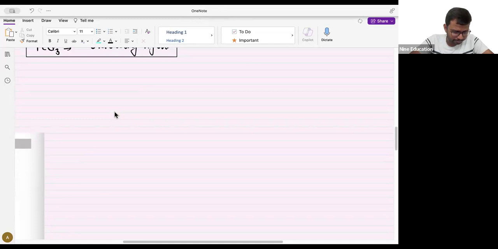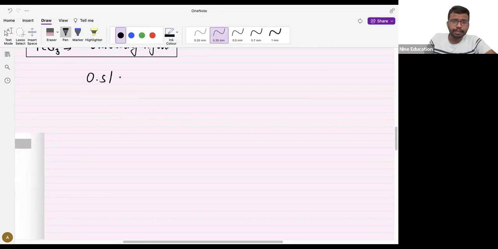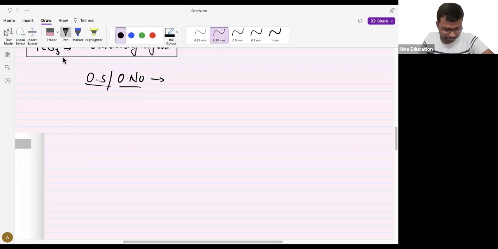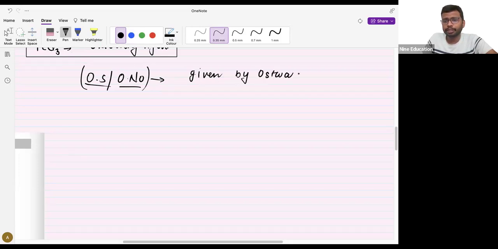So see, now you know oxidation state or oxidation number. Both are literally equal. So what is the oxidation state of any atom? Oxidation state and oxidation number were given by the scientist Oswald. So what is the definition of oxidation number or oxidation state?